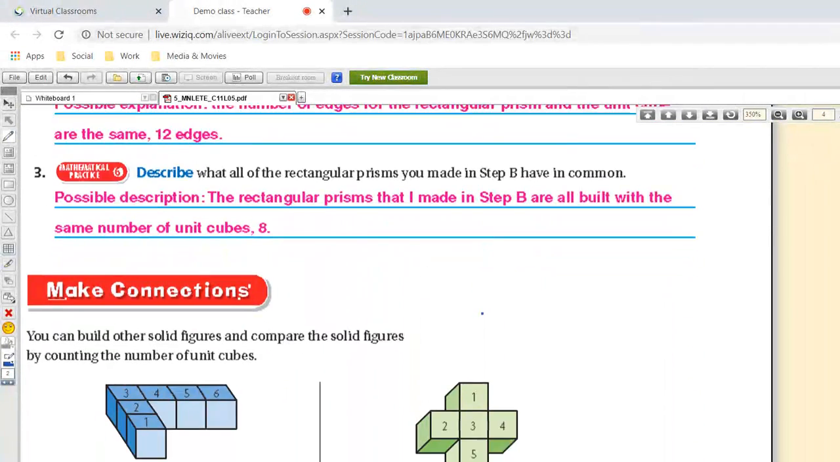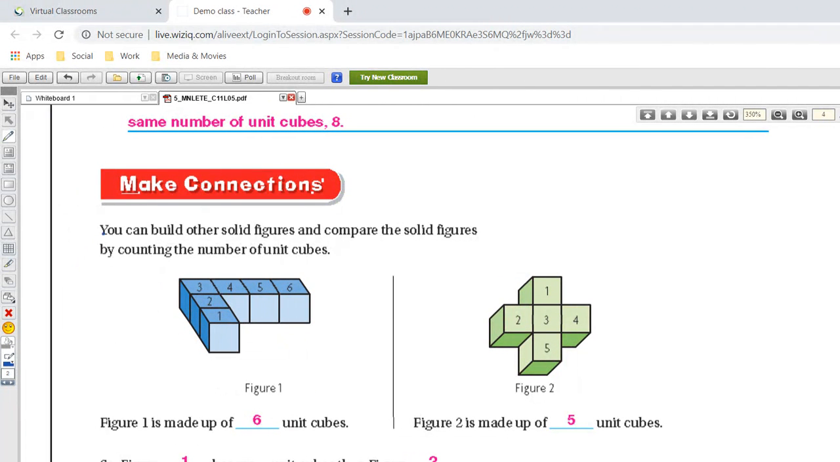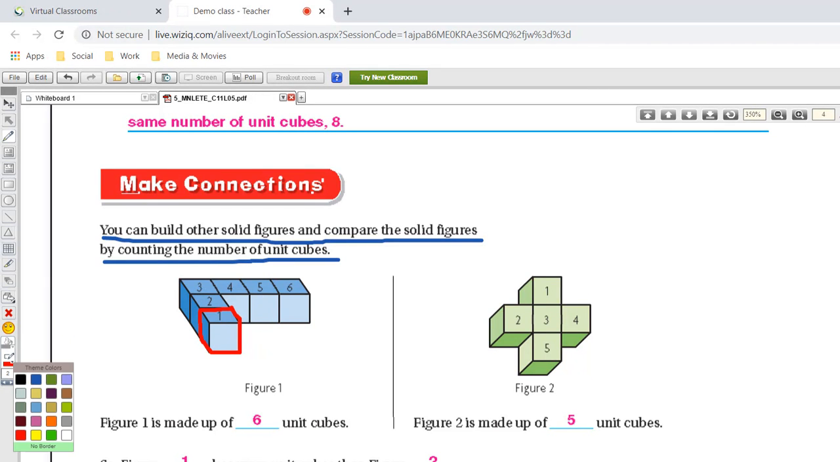Let's skip this exercise, and here you can build other solid figures and compare the solid figures by counting the number of unit cubes. So let's see here, how many cubes are in this figure? Let's count together. We have one cube here. This is the first one. And we have another one here, 2.